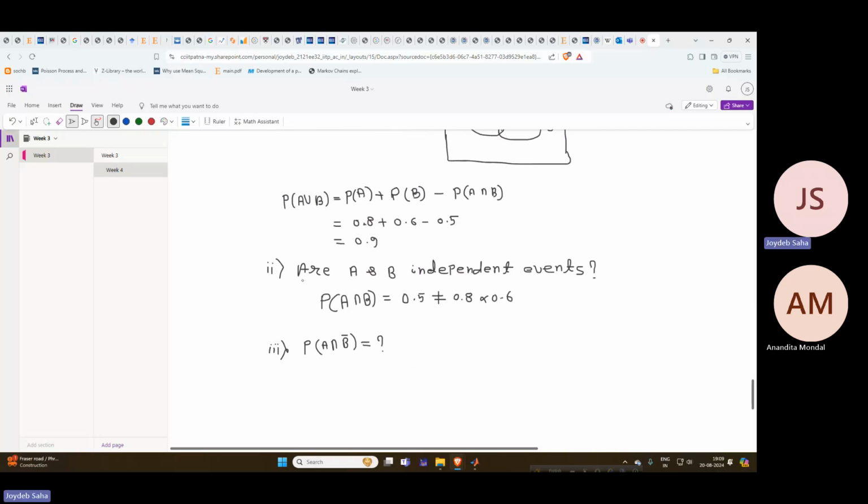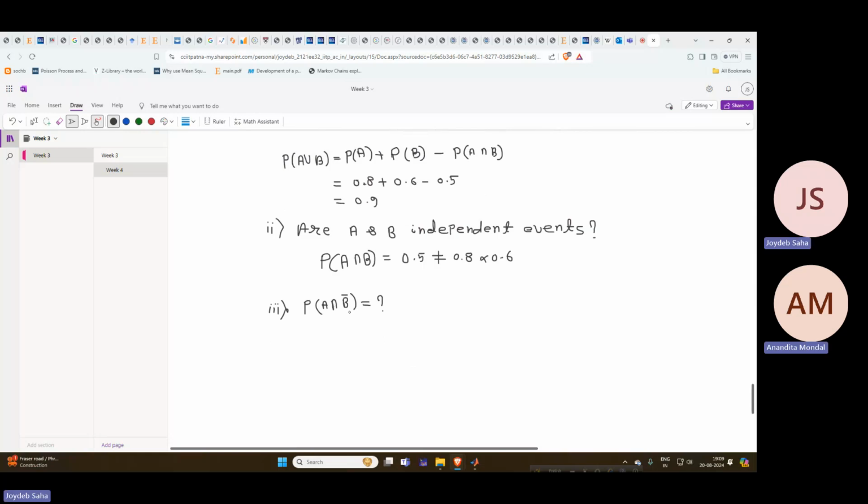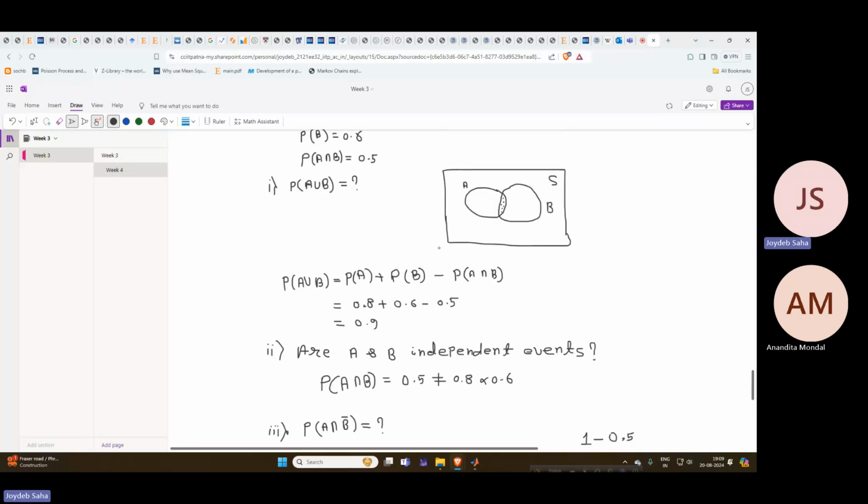Okay, so let us try to solve this. Is it 1 minus 0.5? You are saying 1 minus 0.5. Let us solve this, then we will check whether it is coming out or not. From this Venn diagram, let us first realize what the probability of A intersection B complement is.